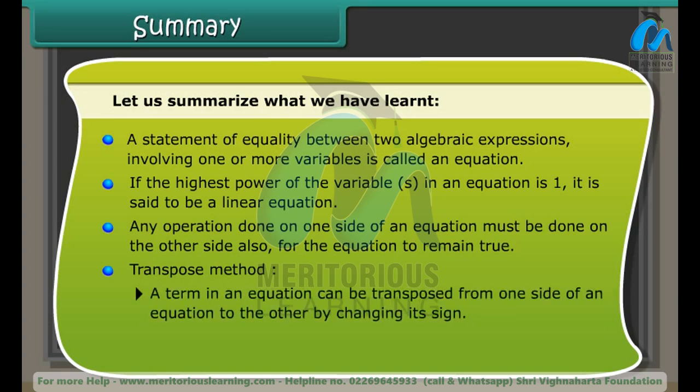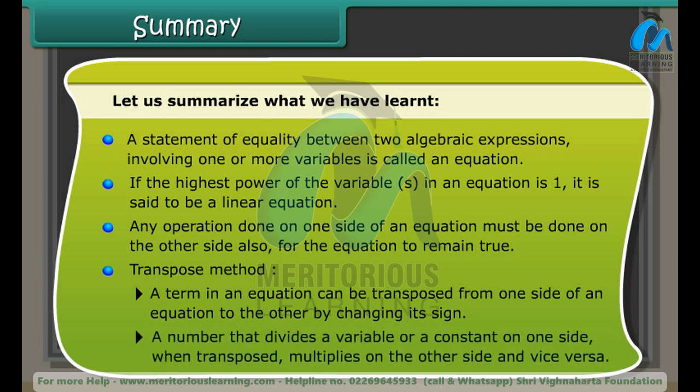A term in an equation can be transposed from one side of an equation to the other side by changing its sign. A number that divides a variable or a constant on one side when transposed multiplies on the other side and vice versa.